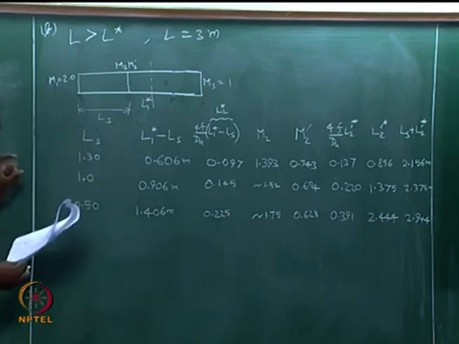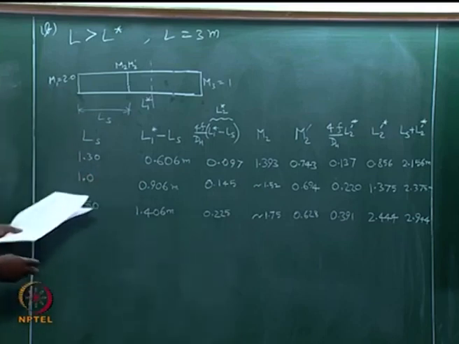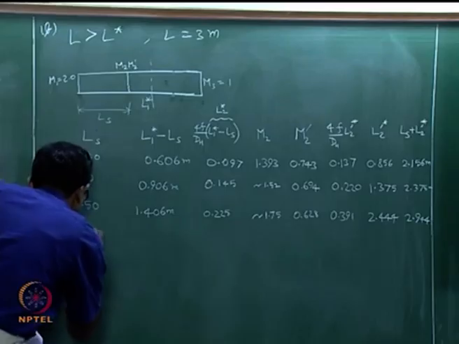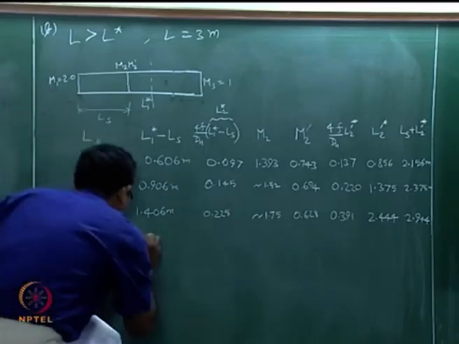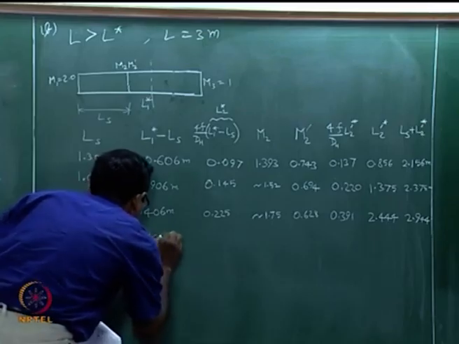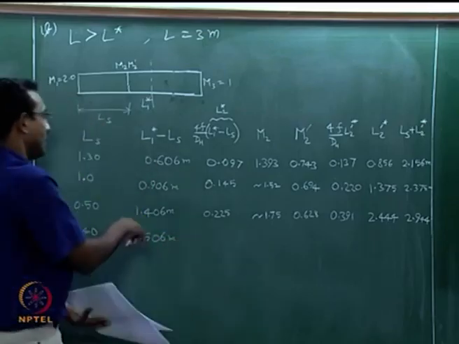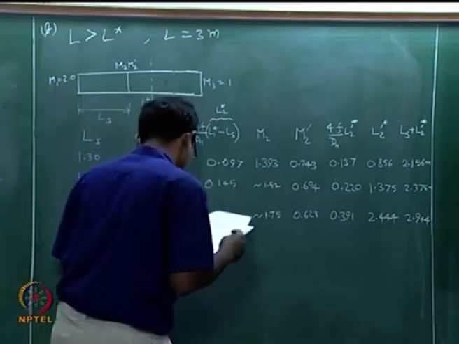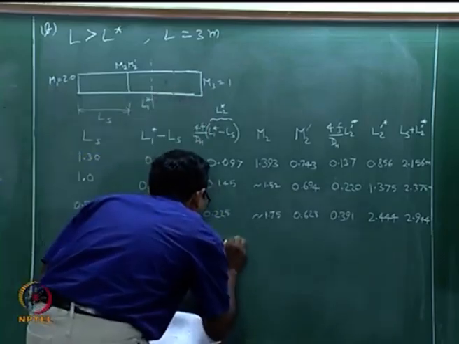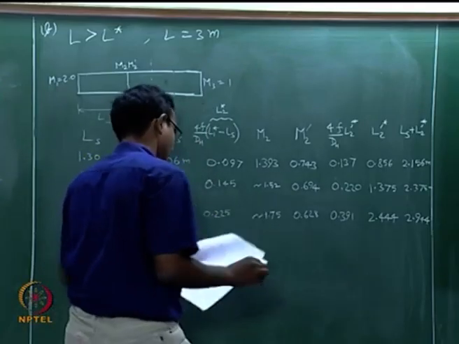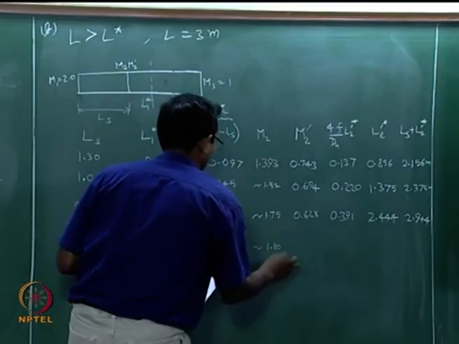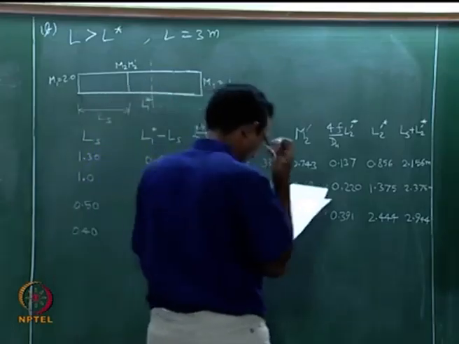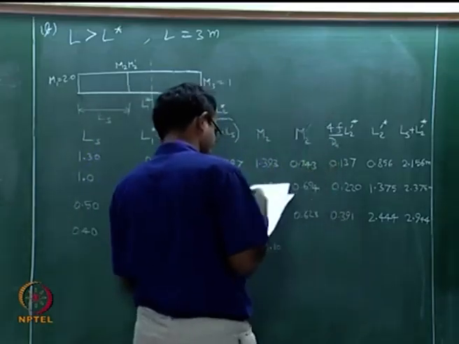So, now I will start changing slowly. I will go to 0.40. That number is 1.506 meters, that I do 4FL by D, 0.241, and this is approximately 1.80. Till now I am doing only approximately, I will do the better interpolation at the last step.